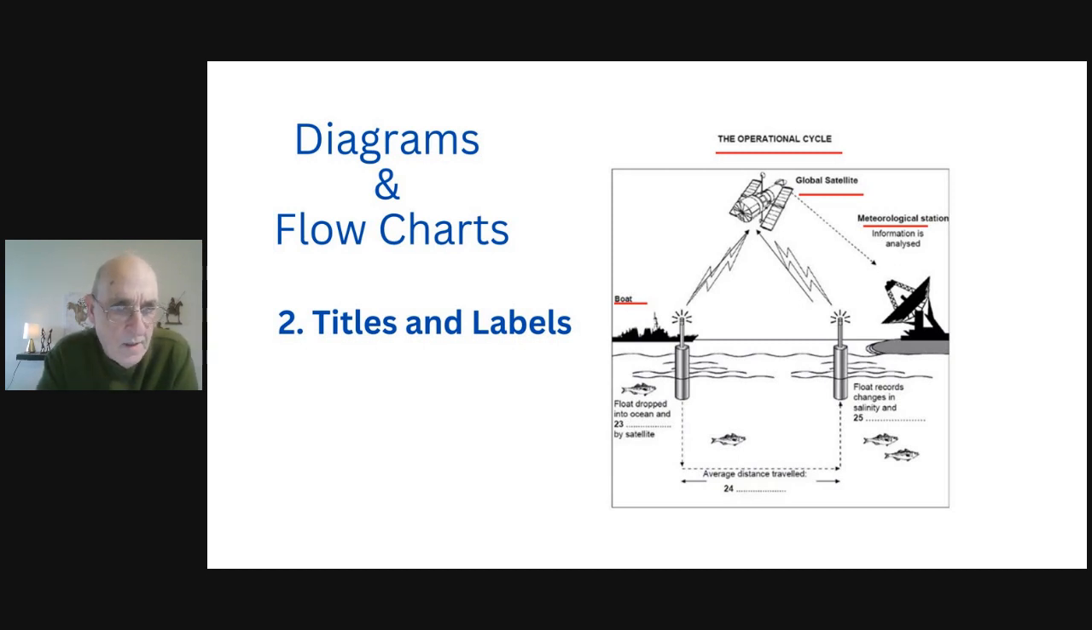So we've underlined the title in this diagram, and then we have various labels. We know that we're dealing with a global satellite, and it has to do with a meteorological station where information is analyzed. There's a boat that's included in the process, and we have floats that record the whole process. So you want to just be aware and get a good overview of the diagram or flowchart by, first of all, underlining and marking all the titles and the labels.